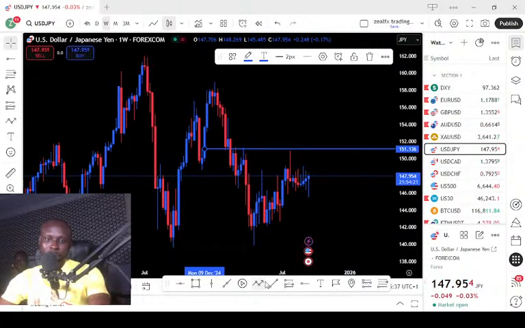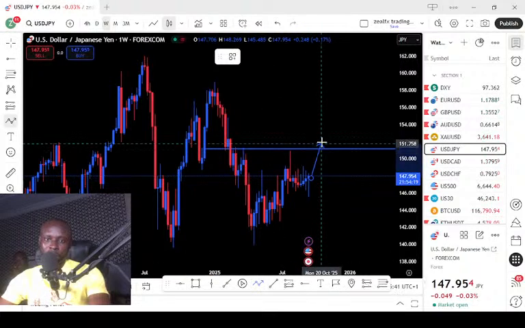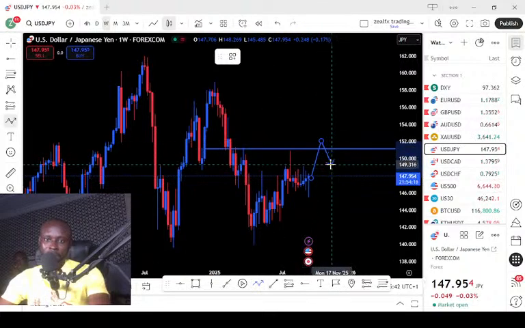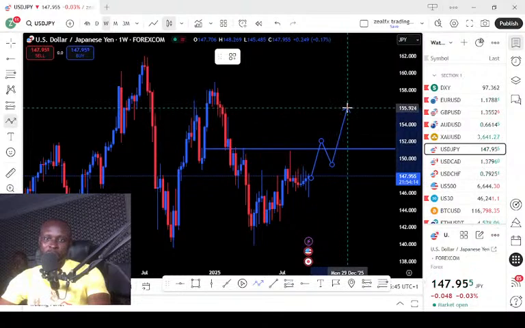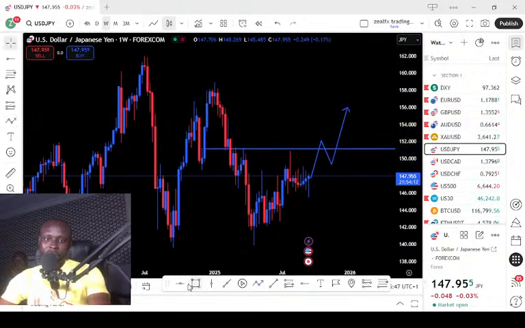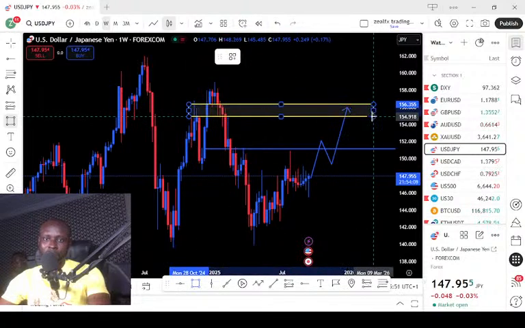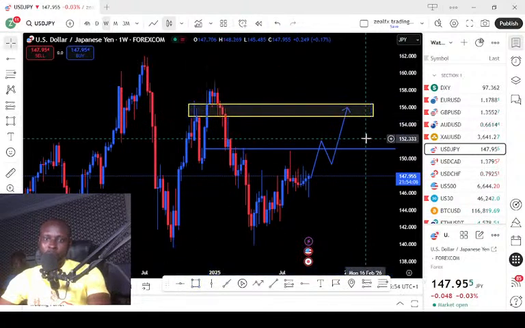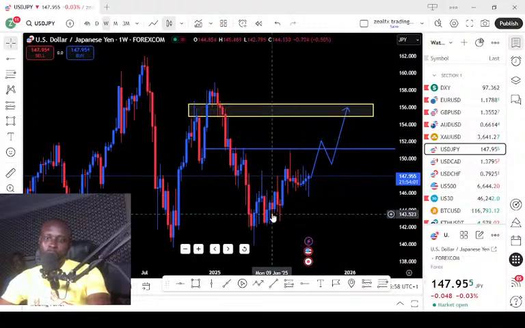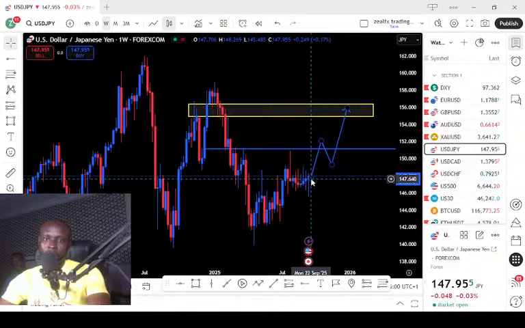So we need price on the weekly chart to break out of this level, then do a retest back to this zone. Then we expect price to move to this next resistance level, which is a strong resistance level for the USDJPY. So our direction for USDJPY on the weekly chart still remains uptrend, because we have an uptrend structure for the USDJPY.